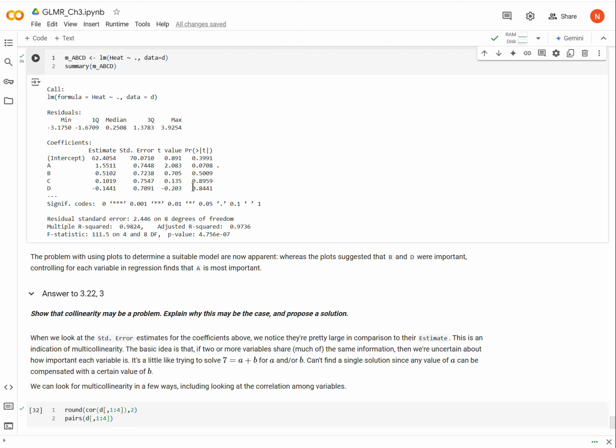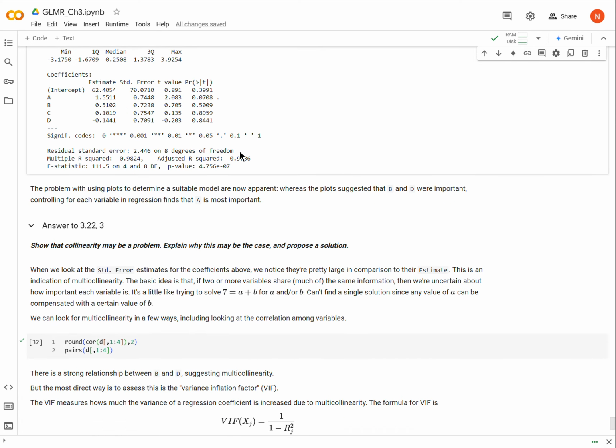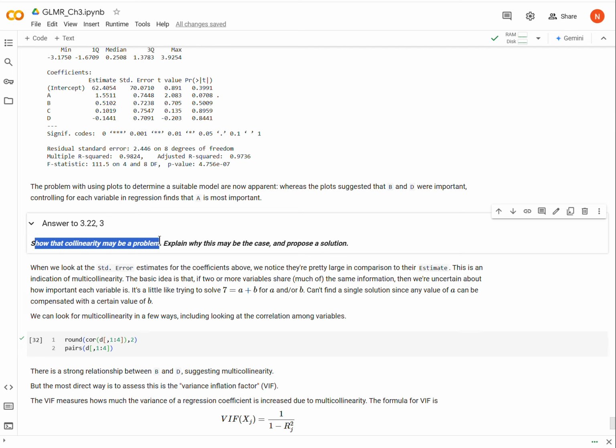So this kind of underlines the idea that we should not look at these plots to determine what an appropriate model is. Okay. So now in part 3, we're supposed to show that there may be a problem with collinearity. Okay, and explain why this might be the case.